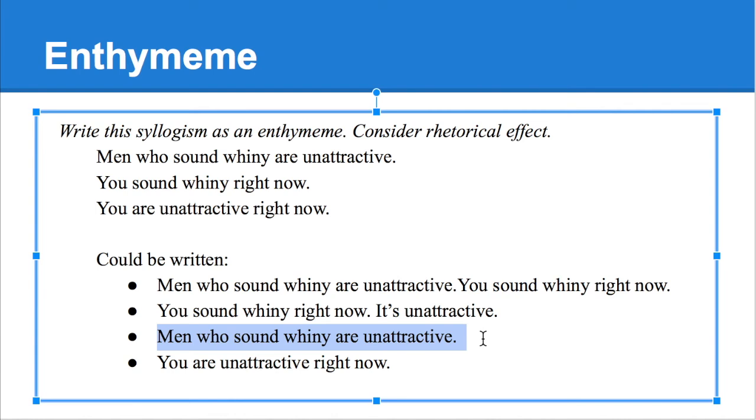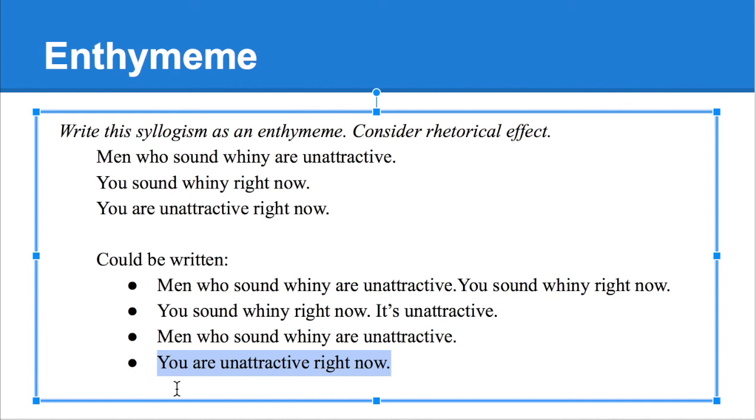Oh my gosh, I guess I'm whining right now, and that's unattractive to her. And this one is just the conclusion and leaves out both the major and the minor premise. This one is the most elusive or vague because it doesn't name why he sounds unattractive. He might be able to figure out from context that it's because he's whining, but if he's not recognizing himself as whining, he might miss the hint, right?